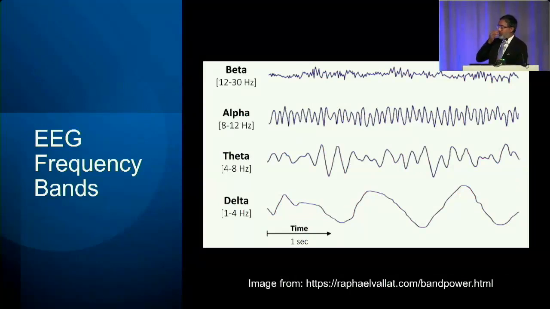Various band frequencies can be seen in the EEG. Beta frequencies are within the 12 to 30 hertz frequency. Alpha frequencies are within 8 to 12 hertz. Theta frequencies are from 4 to 8 hertz, and delta is from 1 to 4.